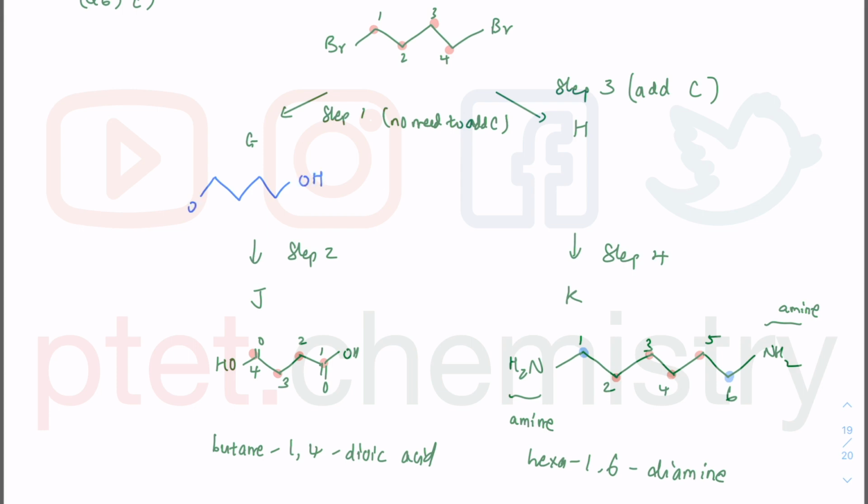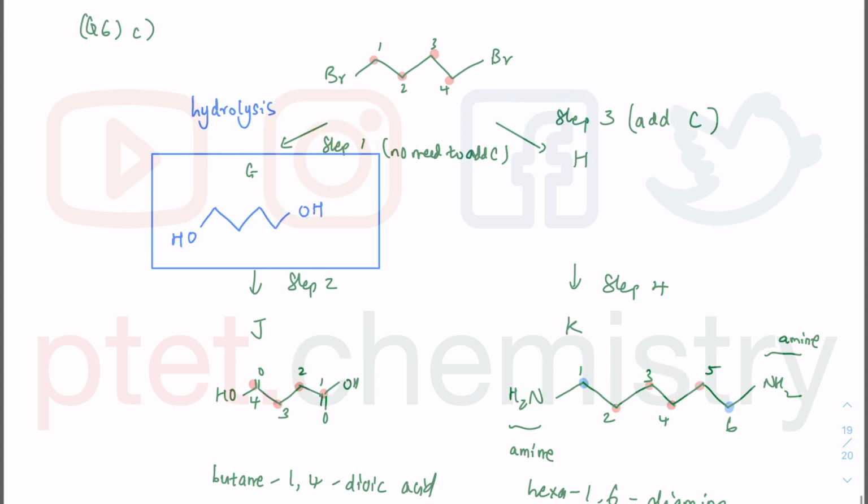So that is just going to be butane-1,4-diol. That's just going to be G there. So that makes sense for G, because we could just do hydrolysis. So this is going to be hydrolysis, the type of reaction where you're substituting the Br with the OH. And then what we can do with that OH at the end there is oxidize a primary alcohol to carboxylic acid. Primary alcohol because the carbon with the OH is bonded to one other carbon there. So this is just going to be oxidation of a primary alcohol.